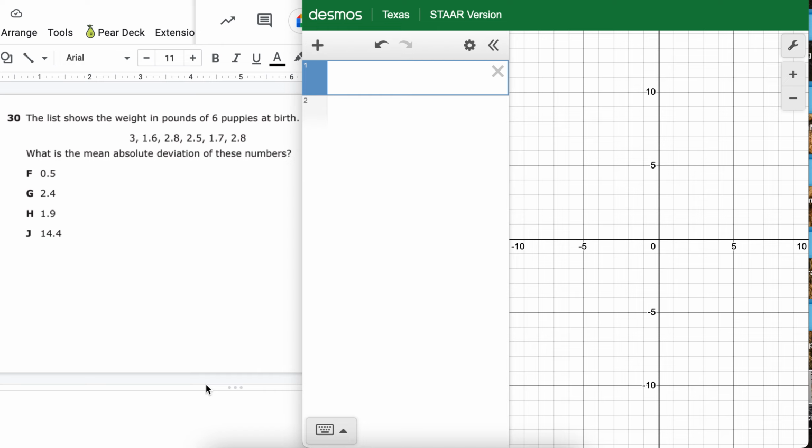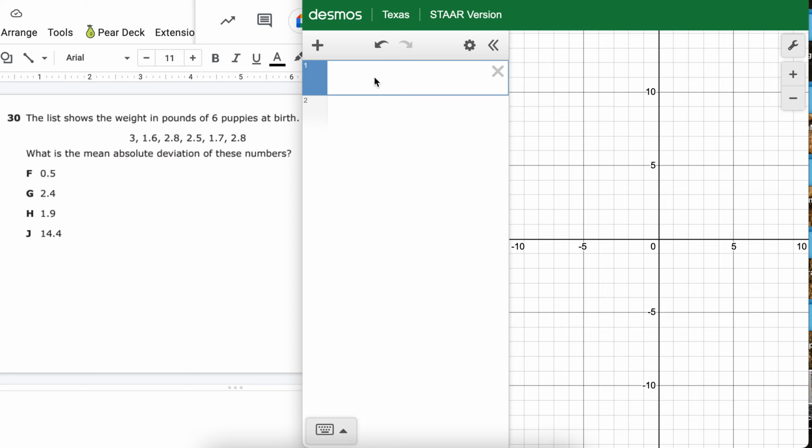I need to find the mean absolute deviation of these 6 numbers: 3, 1.6, 2.8, 2.5, 1.7, and 2.8. These 6 numbers represent the weight in pounds of some puppies when they were born. So let's see, how can we do the mean absolute deviation?